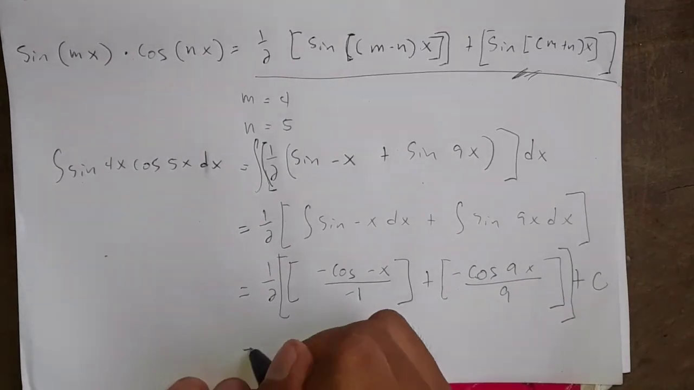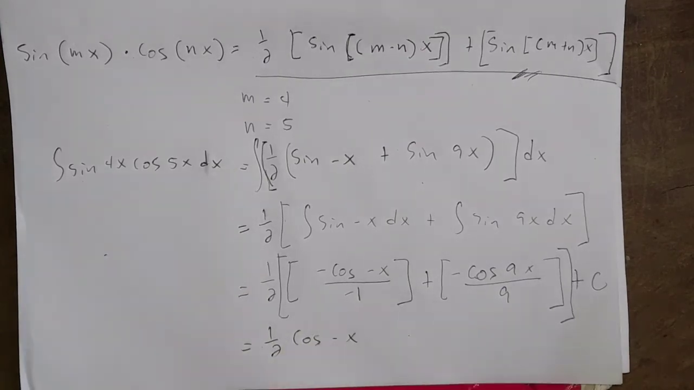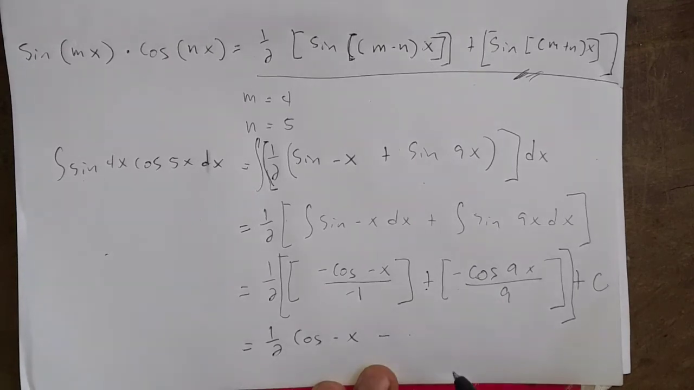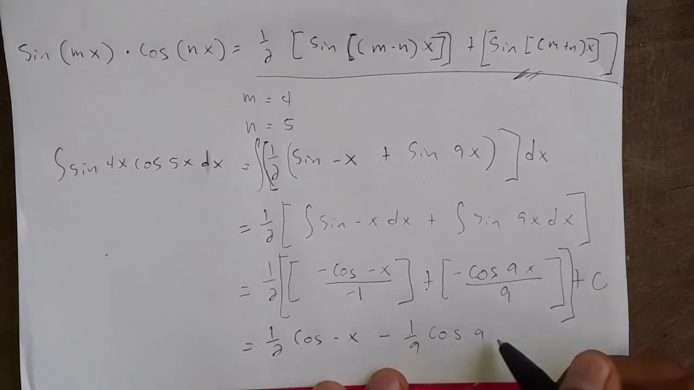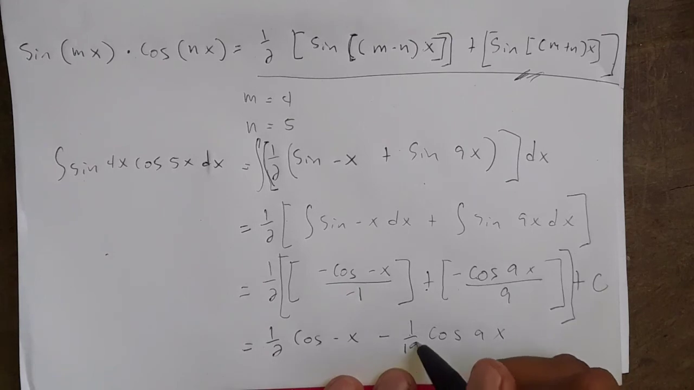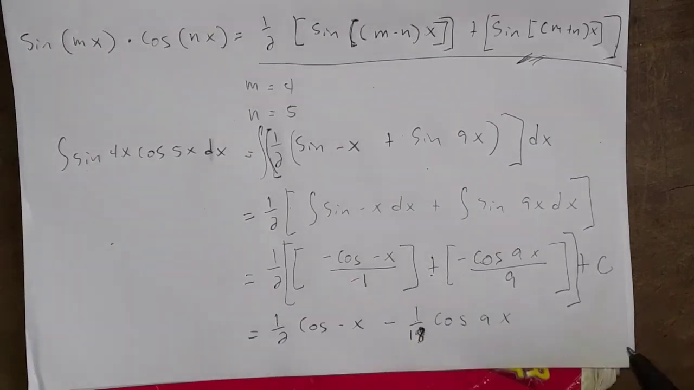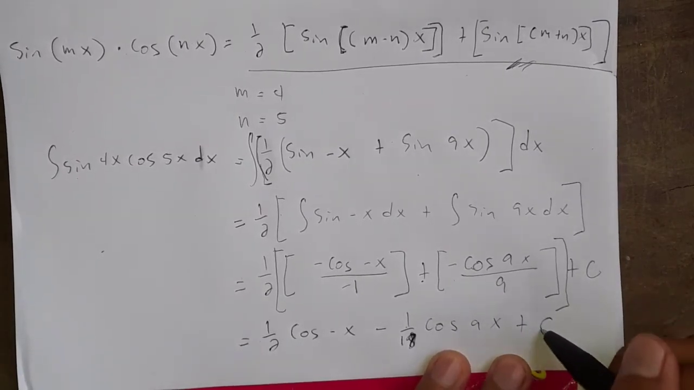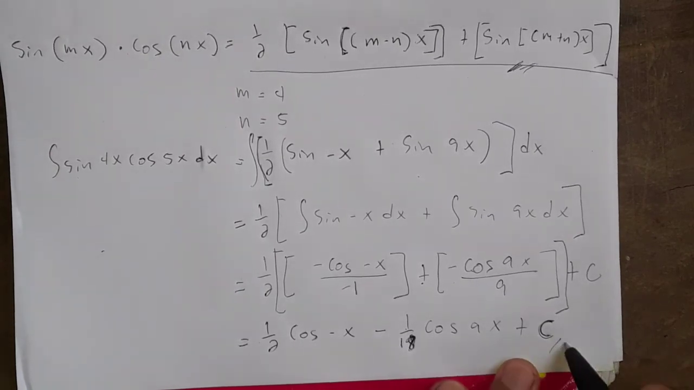In simplifying this function, we have 1/2 of cosine of negative x, then positive times negative, so we have negative 1/9 of cosine of 9x, times 1/2, so it becomes 18 because we have a 1/2 outside, plus an arbitrary constant. So don't forget to add the arbitrary constant. So that was our final answer.